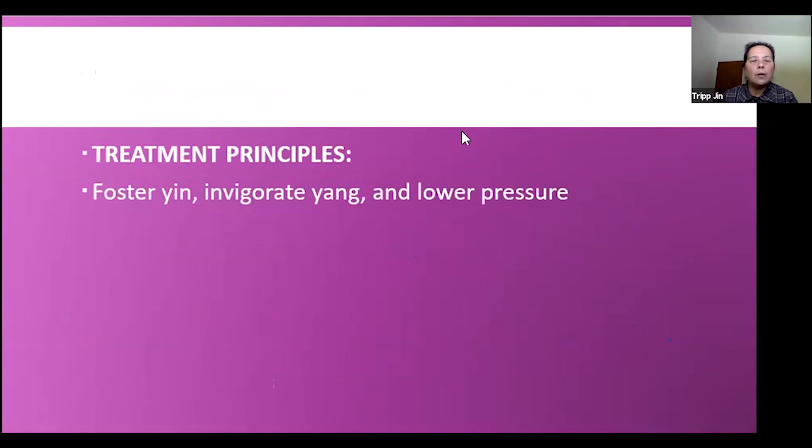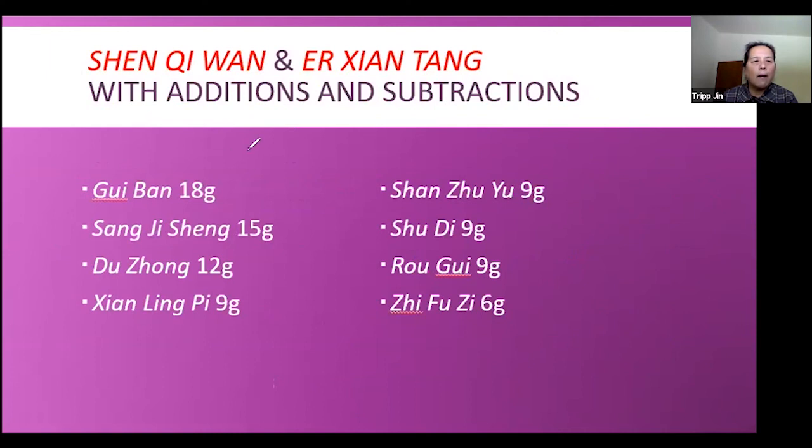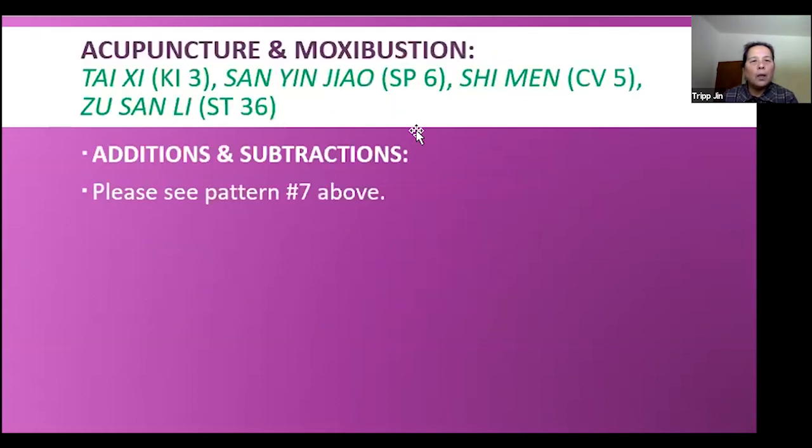So the treatment principle is we need to tonify yin, tonify yang, and lower blood pressure. A similar formula we talked about before, 肾气丸 and 二仙汤 put together and modified. So basically, we've already talked about these two formulas, so we are not repeating them here anymore. And modified, still the same. And acupuncture.